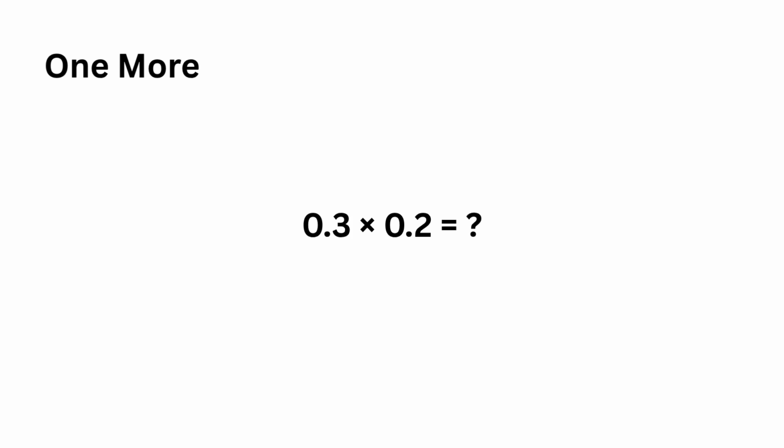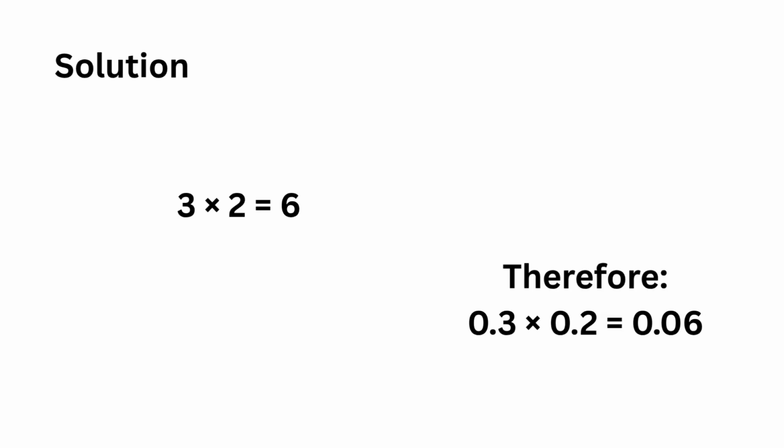One more before we wrap up for today. 0.3 times 0.2. You can pause the video and try it yourself. So 0.3 and 0.2, they each have one decimal place. So we ignore the decimals as usual. 3 times 2 gives us 6. For 2 decimal places, you move your decimal from right to left 2 times. And when you move it, you get 0.06. And that's our answer.